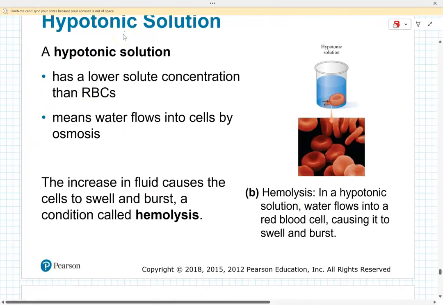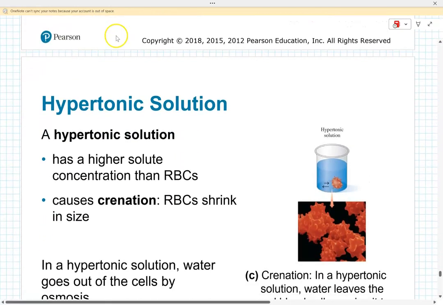Hypotonic, we talked about this. In hypotonic solution, water flows into cells, resulting in their expansion. Okay, that makes sense? In hypertonic solution, the water is sucked out of the cell because the concentration on the outside is way too high. Okay?